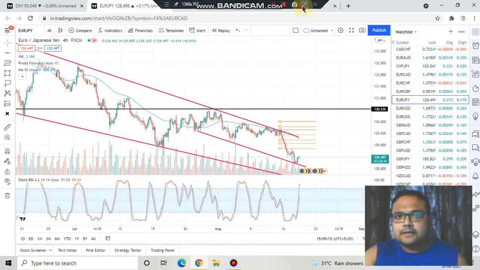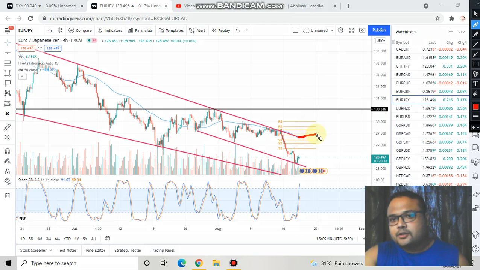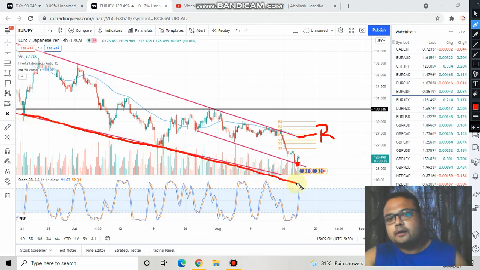Just understand, okay, short the market here at this trend line, at this resistance, and in case the market crosses this trend line, then also you can short the market. Okay, and your take profit target will be this trend line, which is the next support of the market. That's it. So hopefully you've understood.